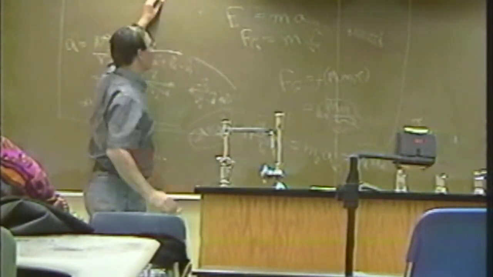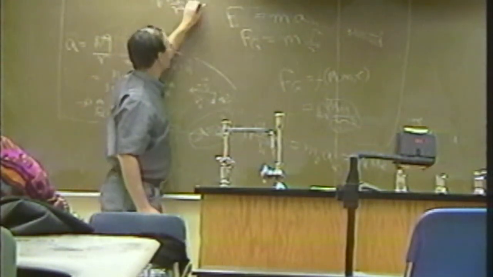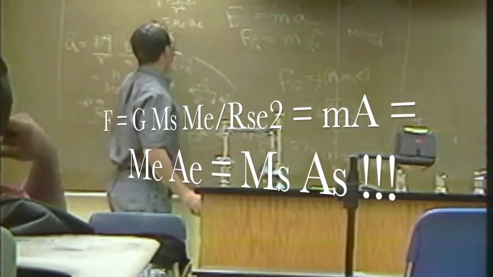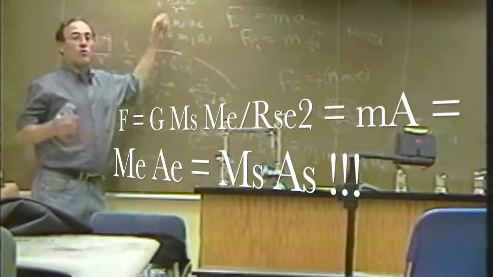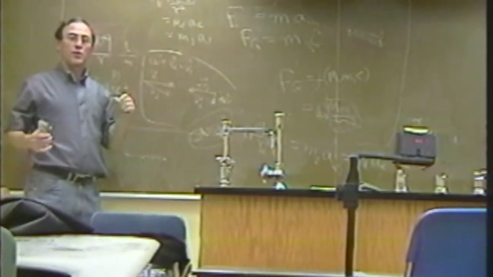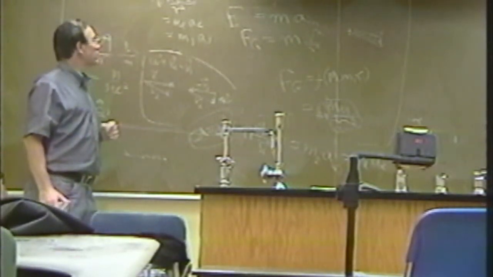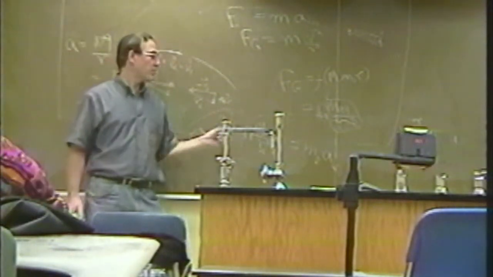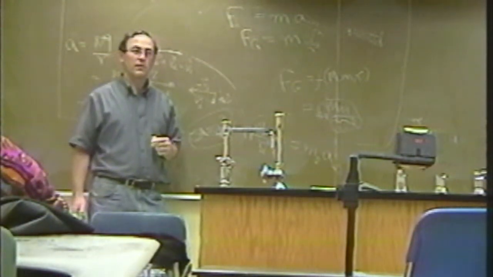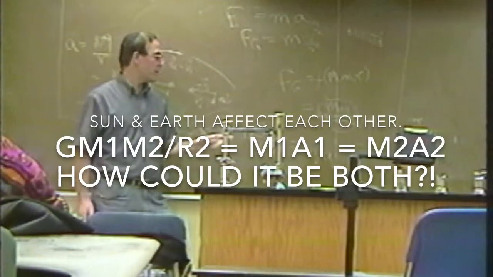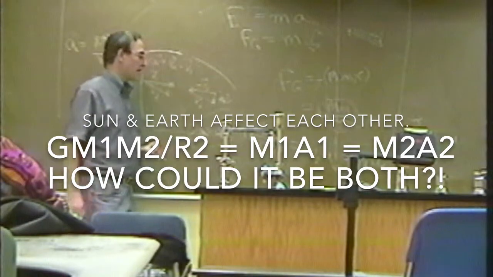We're saying that the force of gravity is G times mass of sun, mass of earth over r squared, and that's equal to mass of earth times acceleration of the earth, and also mass of sun times acceleration of the sun. It's the same force between them. Now, you don't see the sun going around the earth, obviously, but that's what it would be. How could this equal this? How could it be that this is equal to mass of the earth times acceleration of the earth also? Is that possible?